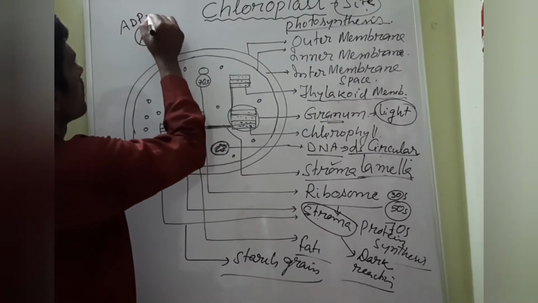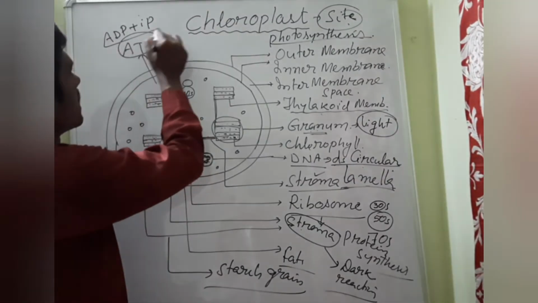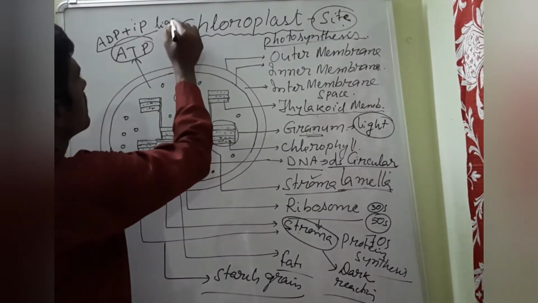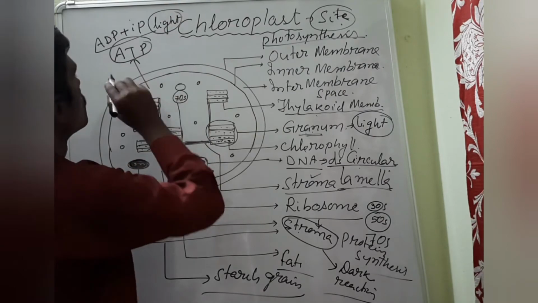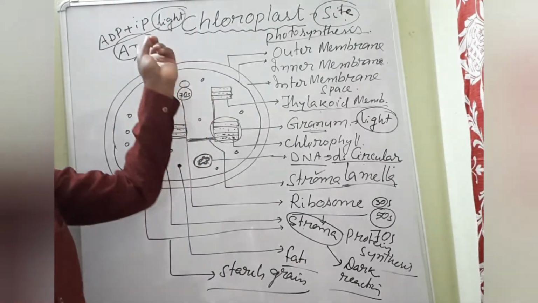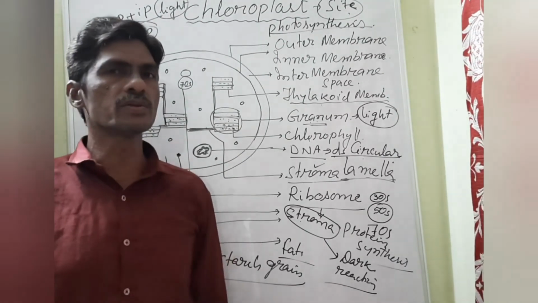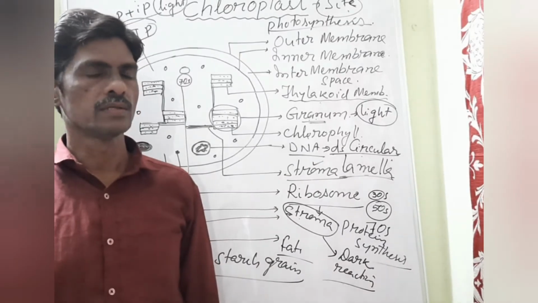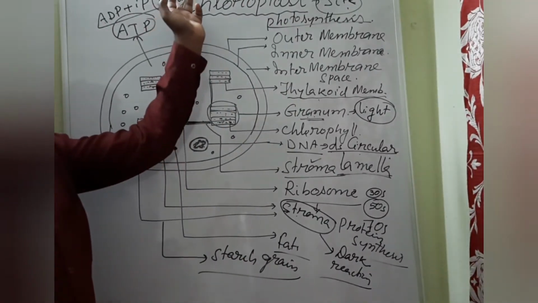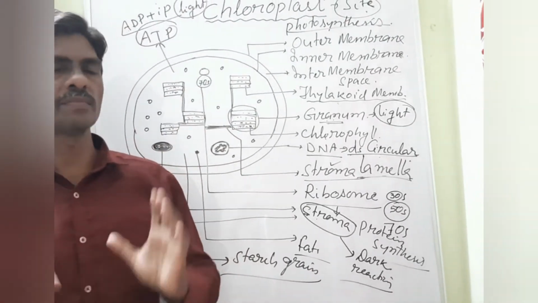How do they produce ATP energy? In the presence of ADP, adenosine diphosphate, plus inorganic phosphate, in the presence of light. Which light? Sunlight. So ADP plus inorganic phosphate, in the presence of light, can synthesize ATP, the energy-rich compound called adenosine triphosphate. So now we see that they produce ATP by the presence of sunlight. Sunlight means light, we can say photo.